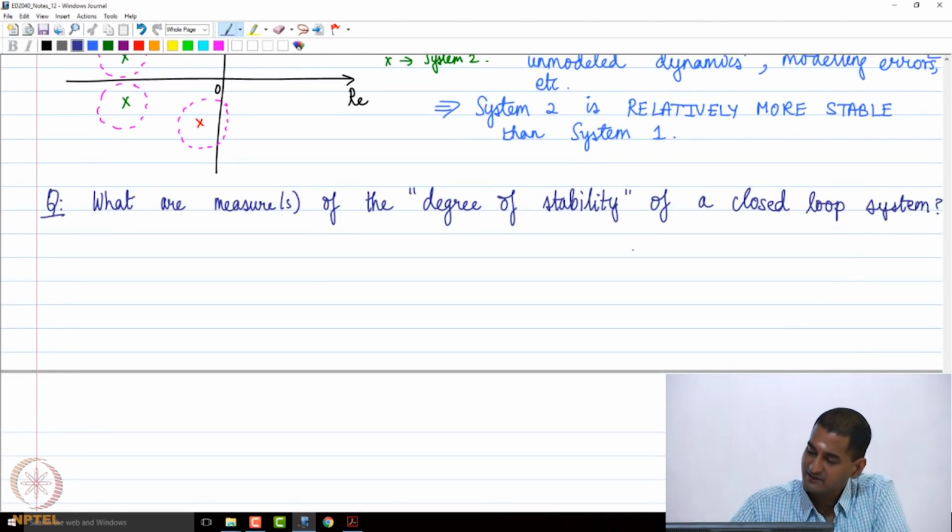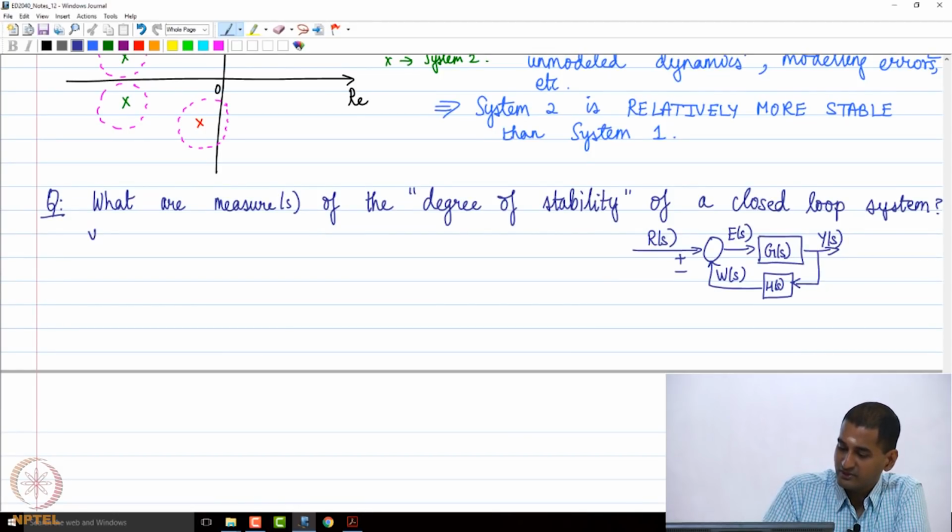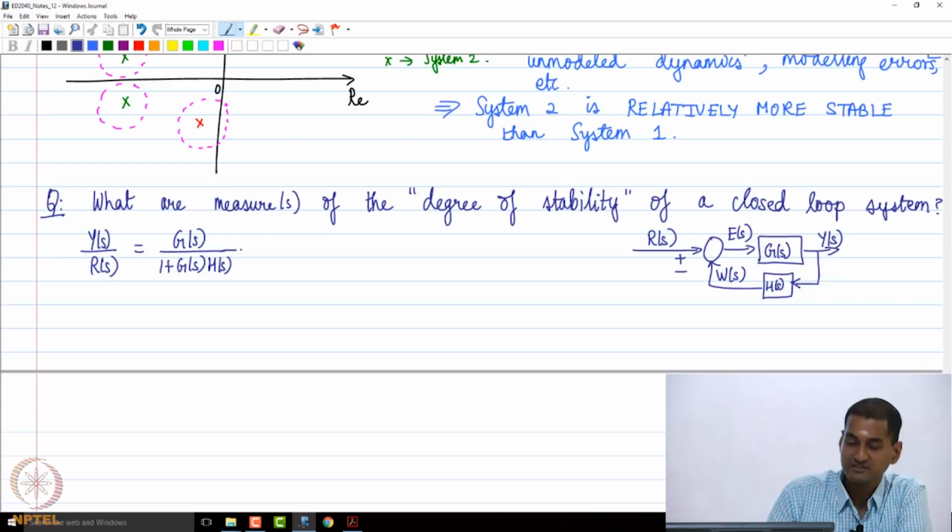To answer this, let's revisit our standard feedback system that we have been considering, where the forward path transfer function is G of S, the feedback path transfer function is H of S, and there is an error E of S. Please note that Y of S divided by R of S is going to be equal to G of S divided by 1 plus G of S H of S. Now we are going to look at the closed loop characteristic equation, because the roots of this equation are the closed loop poles.